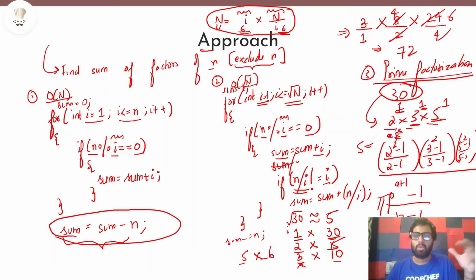But we know we need to exclude n from the sum. So you do 72 minus 30 and get 42 as our answer. Hope this approach is also clear. If you don't want to do this part here, you can also handle it in other ways.